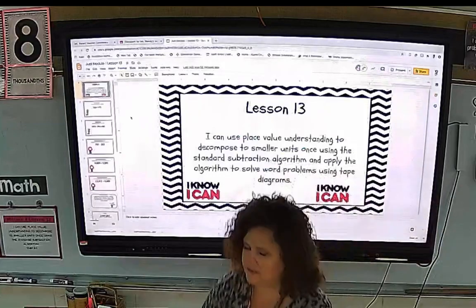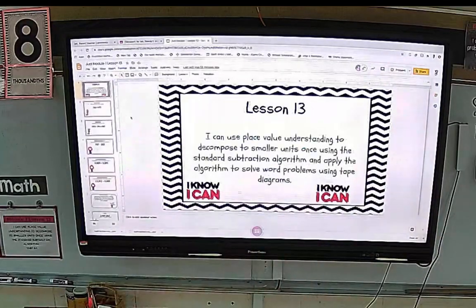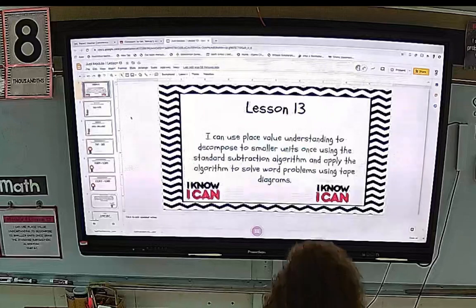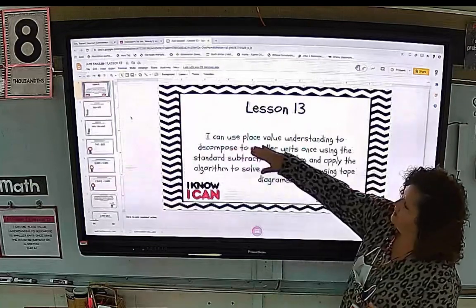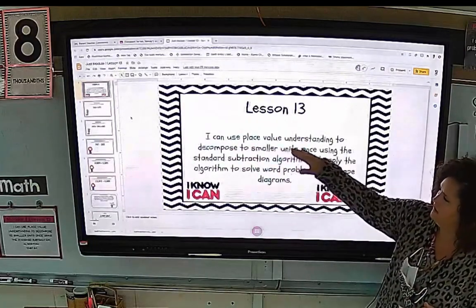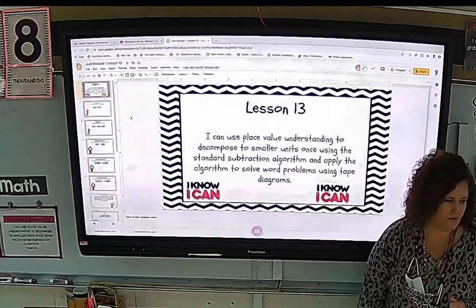Anyway, we are on to lesson 13. We were at lesson 11 on Friday where we started going back over some addition. We decided to jump over 12 and we're landing on 13. 13 says I can use what? Place value. Place value understanding, okay?